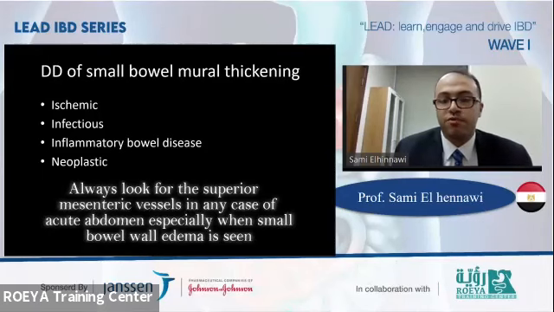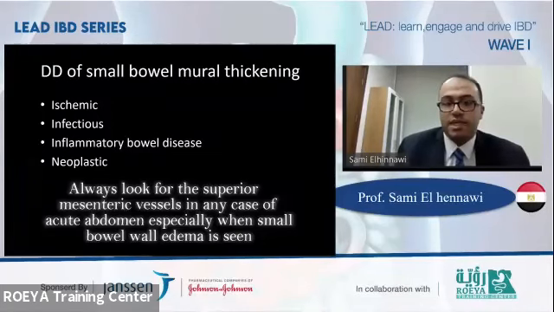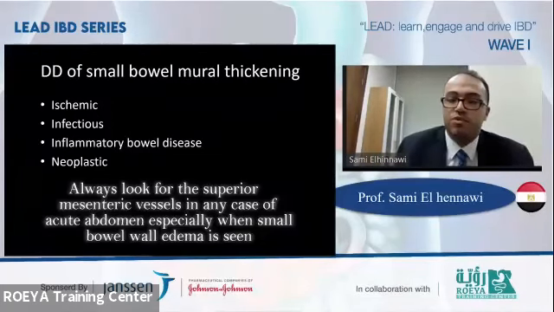We should look for the mesenteric vessels in our small bowel ultrasound scan, as in inflammatory conditions the mesenteric arteries are hyperemic and show increased flow, in contrast to the ischemic etiologies. We can diagnose mesenteric artery occlusion or vein occlusion.